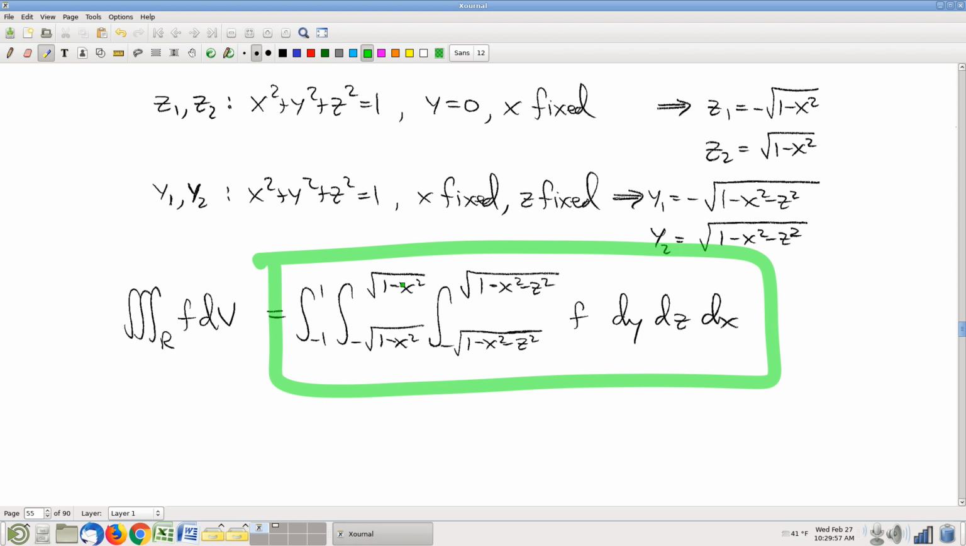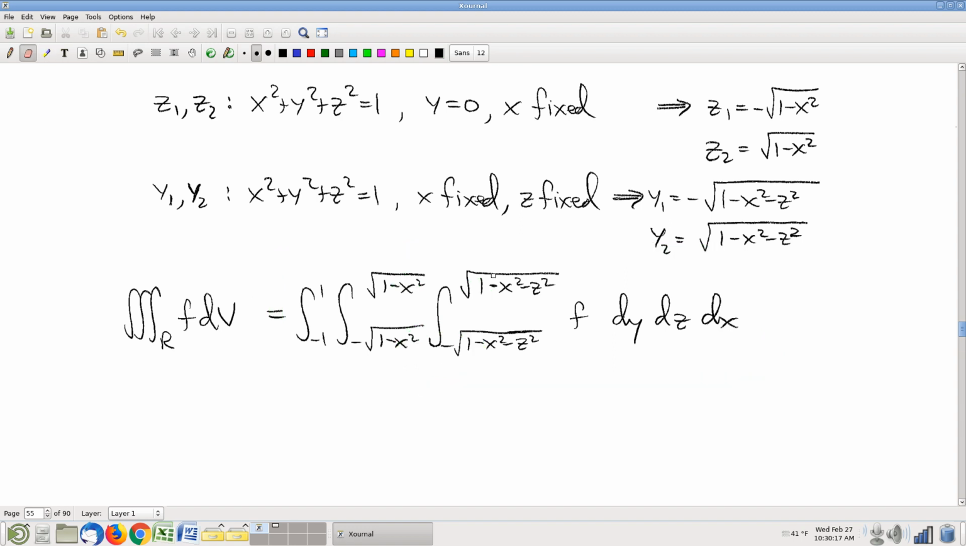Look at all of these square roots. All those square roots are going to get into the integrand of the next most outside integral. Right? So this could be brutal. Really brutal. Okay.